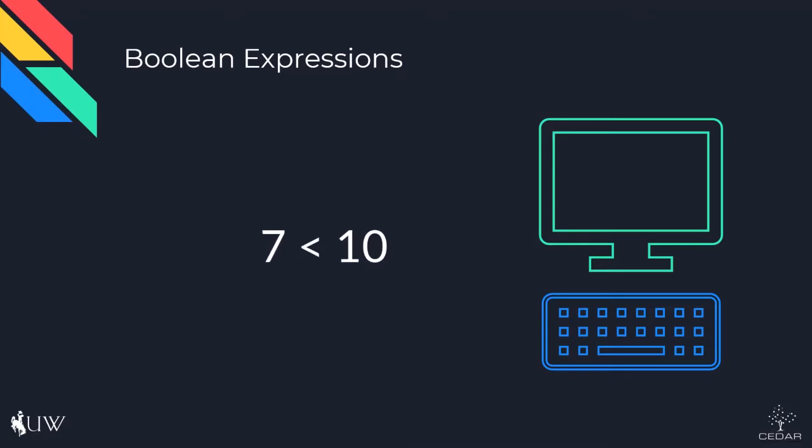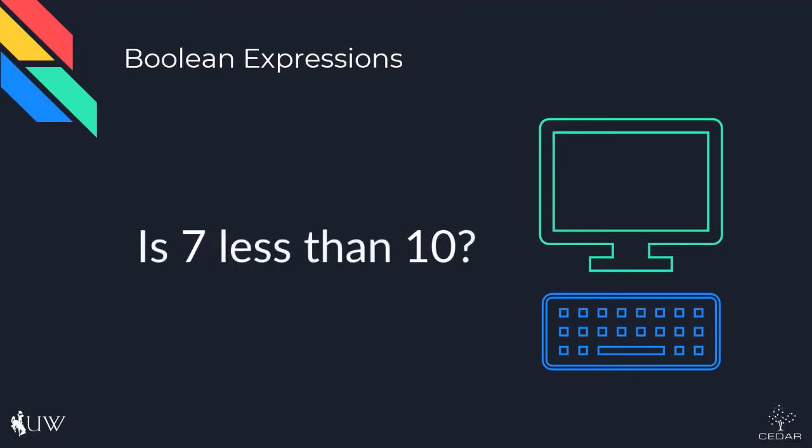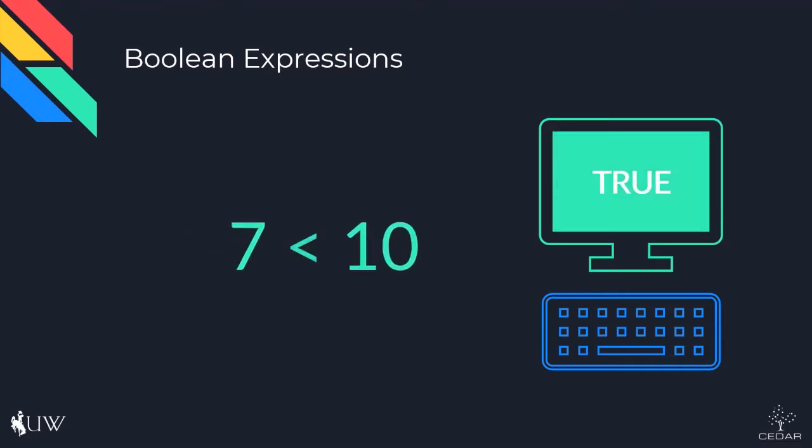A Boolean expression is a type of statement that always evaluates to either true or false. Let's look at an example. This Boolean expression asks, is 7 less than 10? Because 7 is indeed less than 10, it evaluates to true. You might already be familiar with the greater than or equal to, less than, and less than or equal to symbols. Here's a list of all the symbols we use to create Boolean expressions.